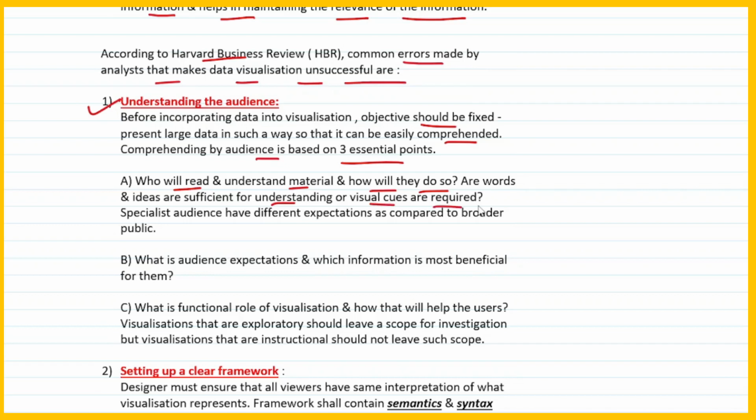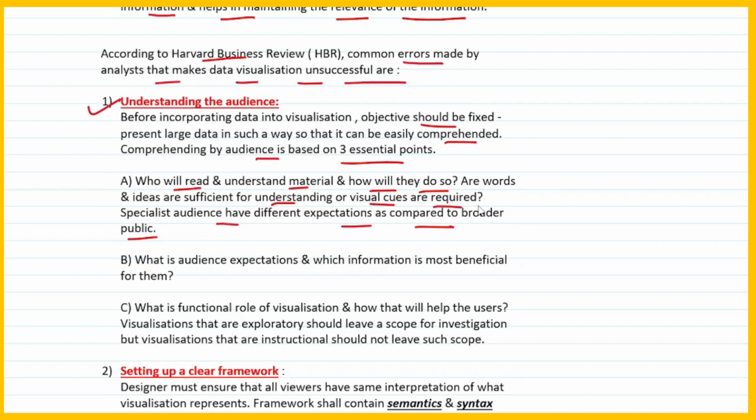That means only the ideas that you are giving, is that more than sufficient, or to make them understand in a better way, should it be done in a visualization method? That is called visual cues, right? Now, a specialist audience has different expectations compared to the broader public. If you have a specialist audience, for example, the C-suite level people, right?